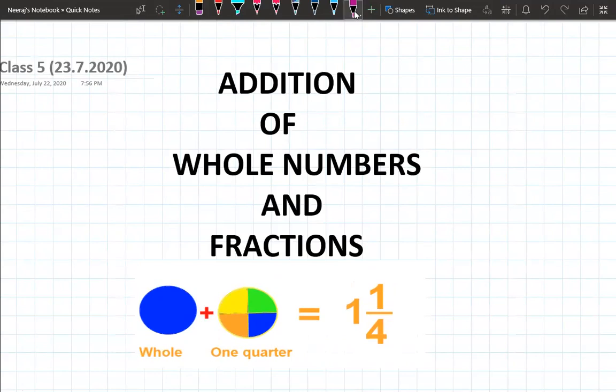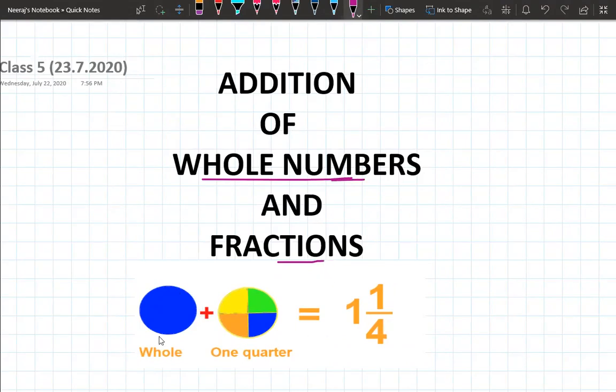Hey students, today we are going to learn addition of whole numbers and fractions. So for it, we have to learn what whole numbers are. Whole numbers are those numbers which start from 0, 1, 2, 3, 4 and so on. And now we are going to learn how to add these whole numbers and the fractions together.